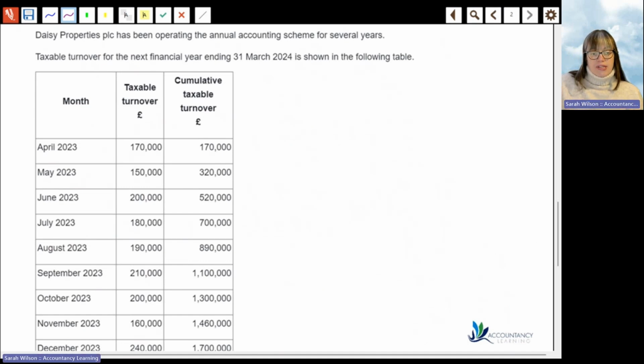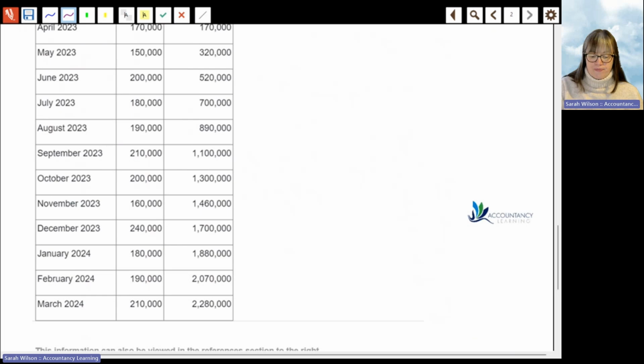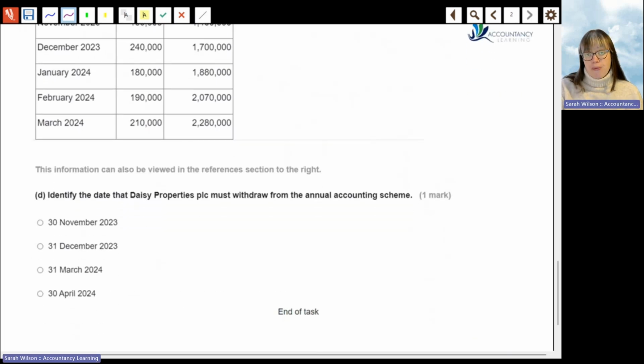Daisy Property Limited PLC has been operating the annual accounting scheme for several years. The taxable turnover for the next financial year ending the 31st of March 2024 is shown in the following table. And there you can see we have got all of the figures up to March 2024. Remember, in the exam, you can bring that up by using the references section on the right-hand side, so you can see both question and information. So part D is then identify the date that Daisy Properties PLC must withdraw from the annual accounting scheme.